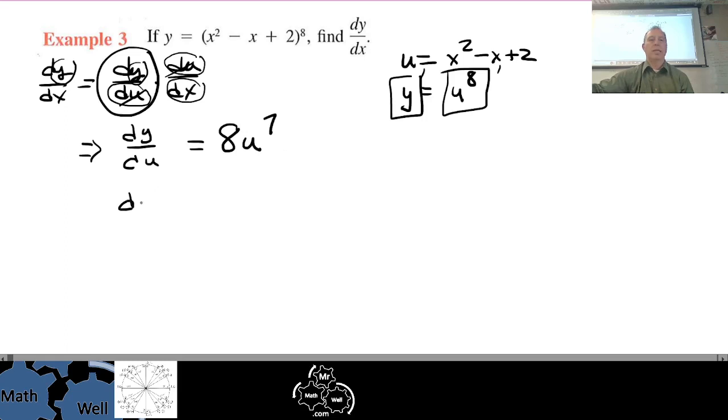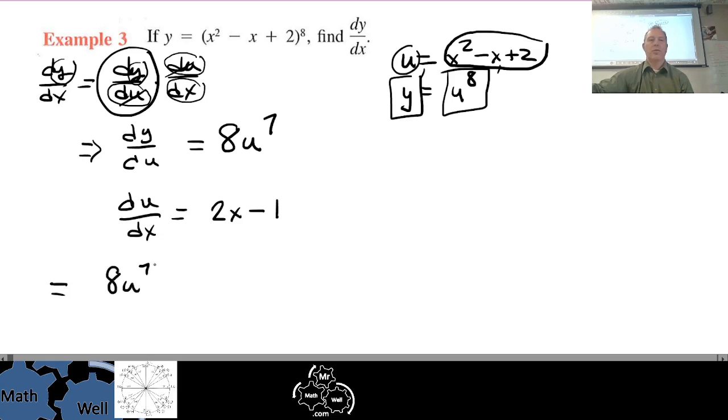Now what is du/dx? So that is the derivative of u with respect to x. Well, I focus on this. Here's the variable x. So that is 2x minus 1. So I have 8u to the 7 times 2x minus 1.